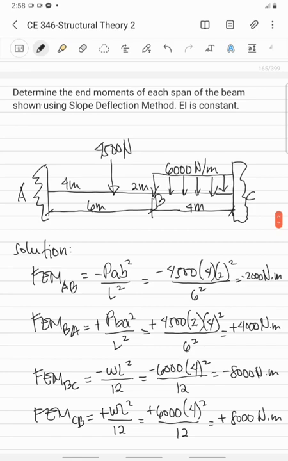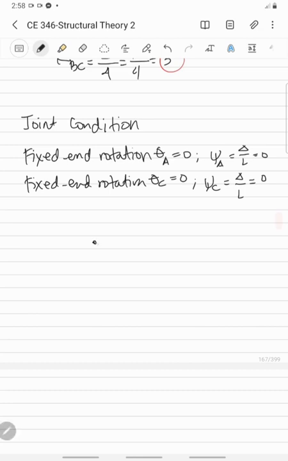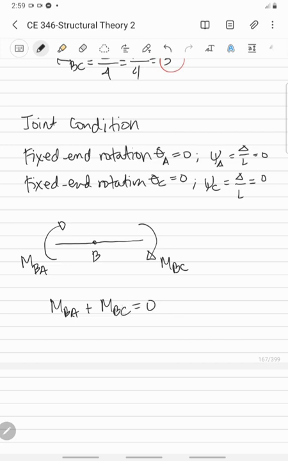But looking back for our joint B, if we isolate the joint at B, we have here moment BA and moment BC. So the equation will be moment BA plus moment BC is equal to 0.